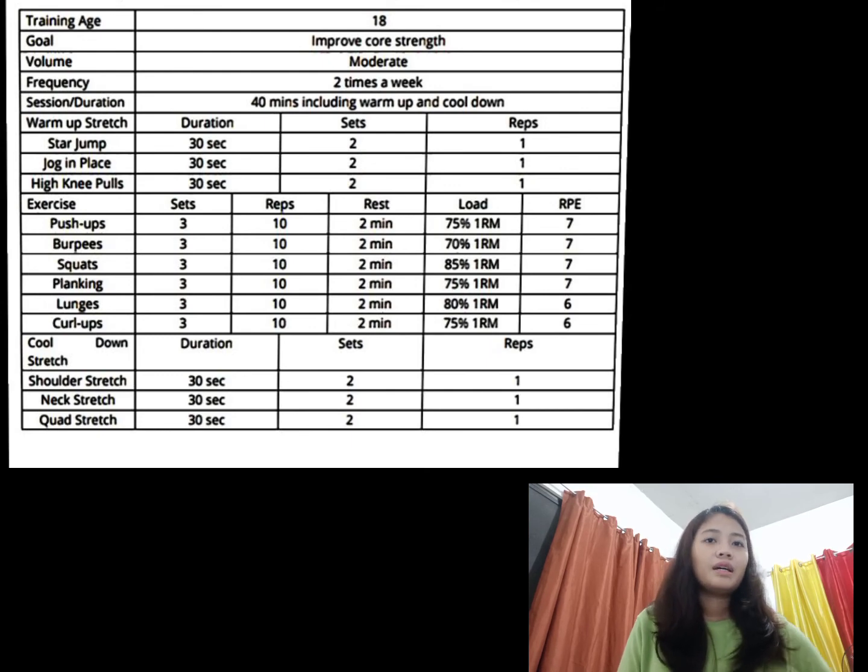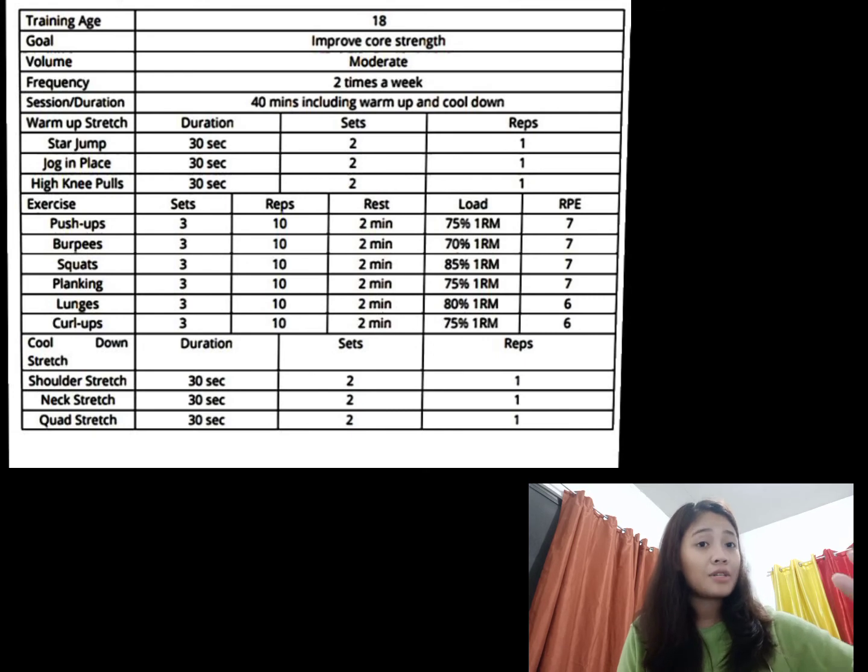So the sets for my exercise, 3 sets for each exercise. I have 10 repetitions for each exercise. I have 2 minutes for each exercise. And the load, I have here push-ups, 75% 1 RM, burpees, 70% 1 RM, squats, 85% 1 RM, planking, 75% 1 RM, lunges, 80% 1 RM, curl-ups, 75% 1 RM.